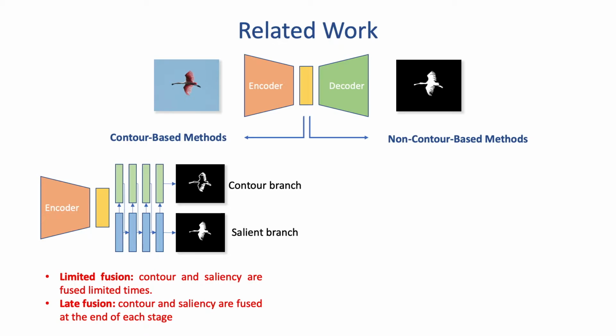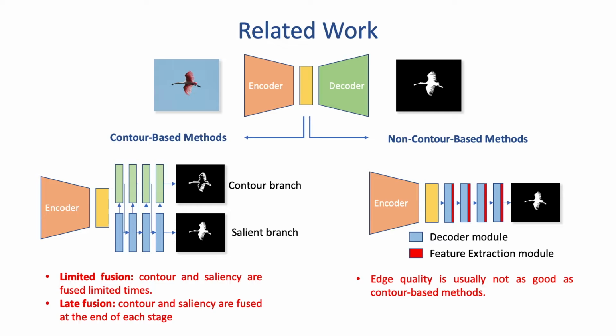On the other hand, non-contour-based networks usually focus more on feature extraction module at the end of each decoder stage. By doing so, predictions from non-contour-based models usually have better structural properties, but lack of edge quality.